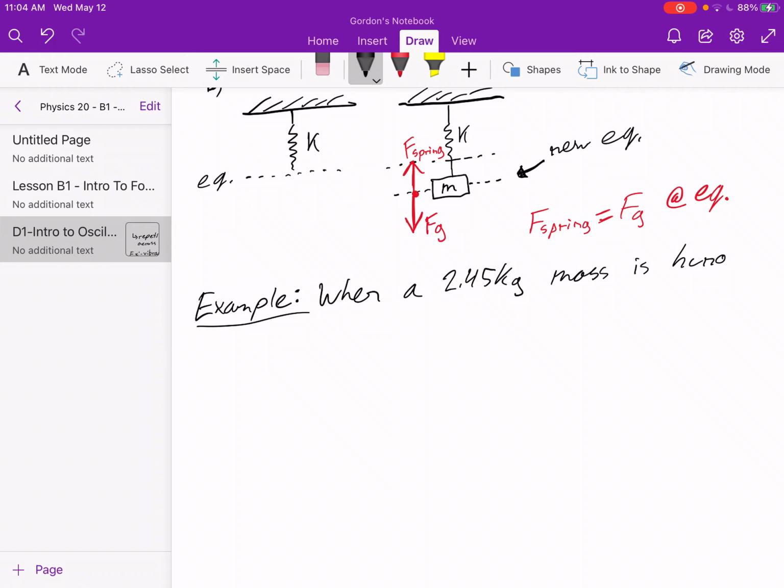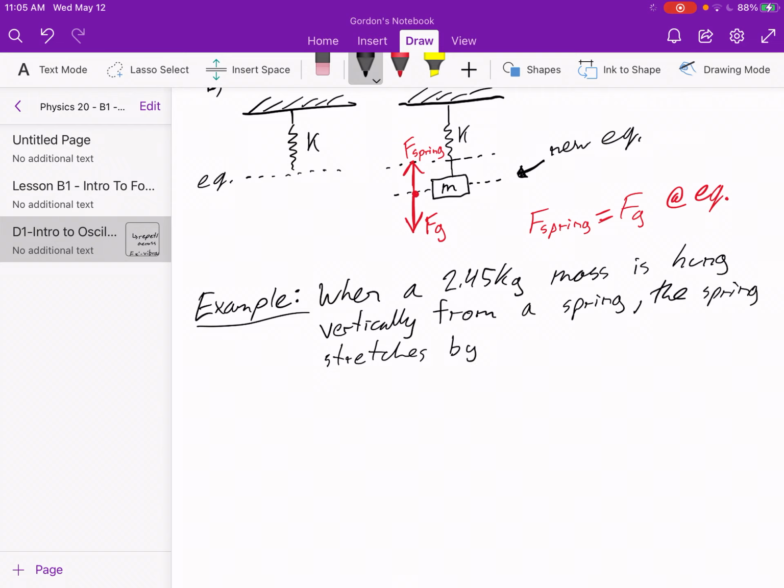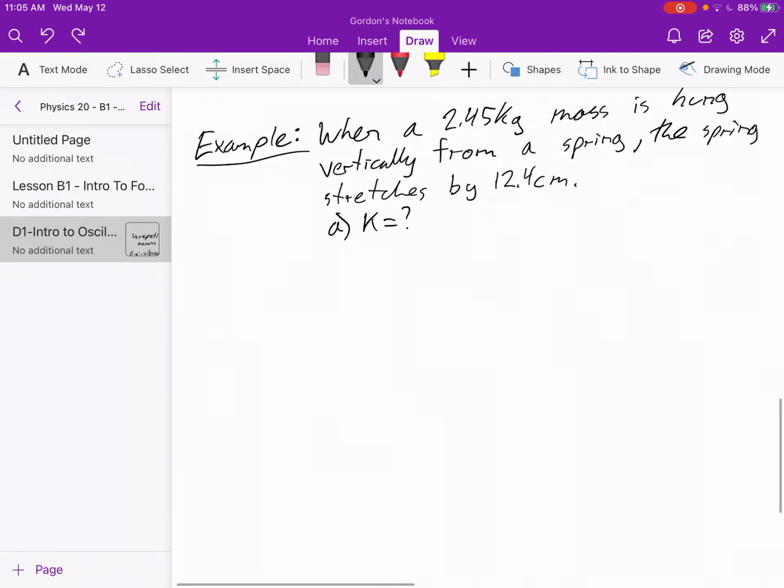So when a 2.45 kilogram mass is hung vertically from a spring, the spring stretches by 12.4 centimeters. Okay, and there's a couple questions that we are answering here. First one, what is my spring constant? And then the second one, we'll get to the second. We'll start with just this one. What is my spring constant?